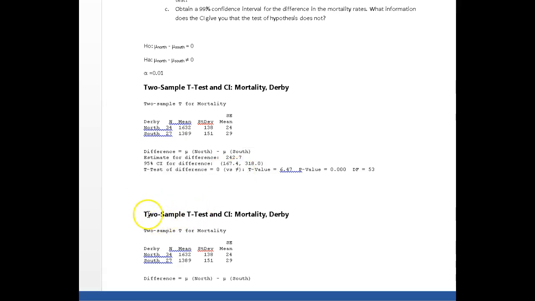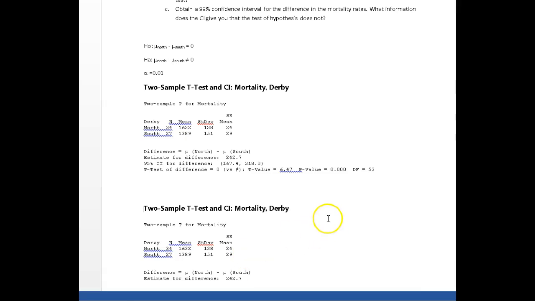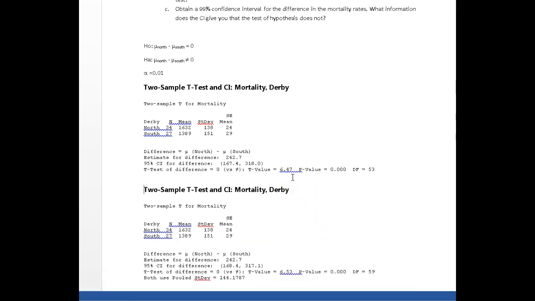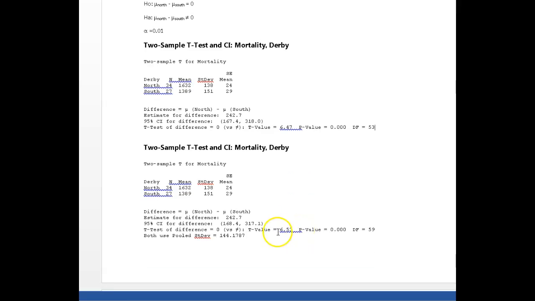And let's see, my test statistic is 6.47 with a p-value of 0 and degrees of freedom of 5.3. So this one here is using unequal variance. And here's roughly the same information. Notice this time it says it used the pooled standard deviation. So this is the pooled test.